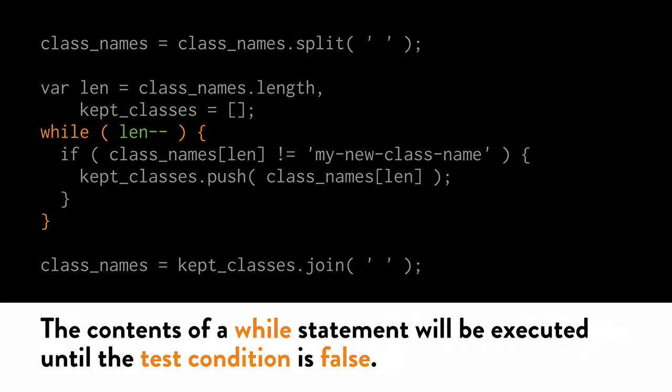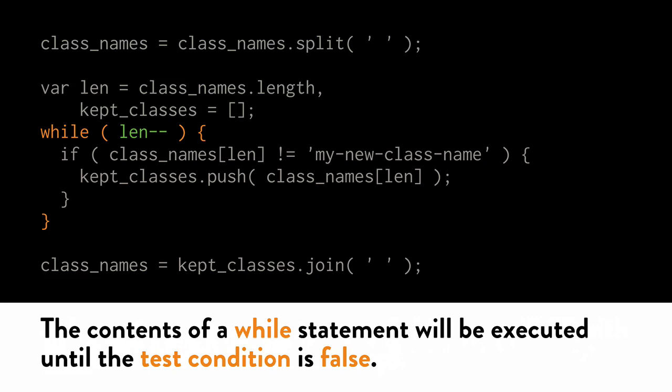Finally, I can loop through those class names. In this case, I'm iterating over the class names, working my way from the end of the class list to the start of the class list. That's what that minus minus does. It's decrementing the value of the length each time the loop is run. So if this particular element was to have 4 class names, the length would be 4. len would be equal to 4.